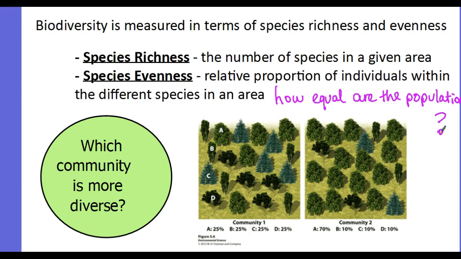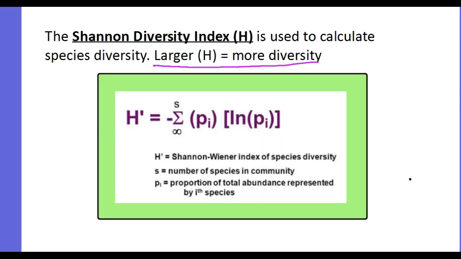So we looked at this in your multiple choice, this picture here, and we said that it has the same richness because each one has 4 different types of trees or shrubs, but that this one is more even because it has a more equal percentage of each of the species.